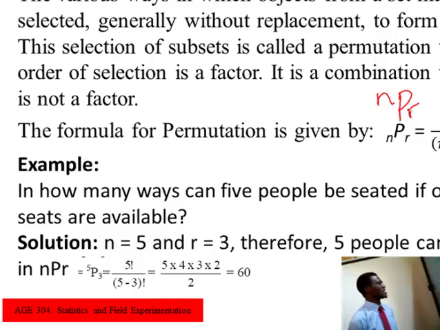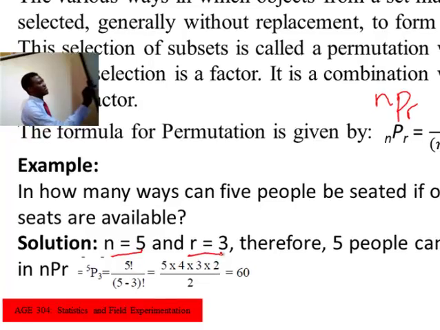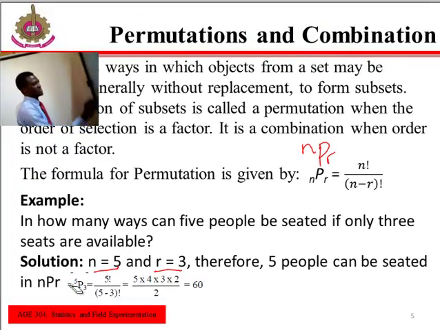Example: in how many ways can 5 people be seated if only 3 seats are available? In this case, our n will be 5, which is the total number of people, and r is the number of seats, that is r equals 3. Therefore, 5 people can be seated in 5P3 ways. Making use of the formula, we substitute, then we conduct other mathematical operations, then we arrive at 60.